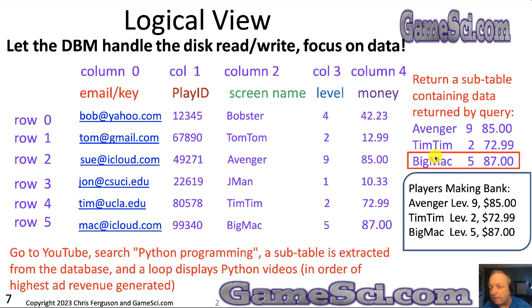I looped through again, got to the third entry, and I displayed the third entry. I'm showing the screen name, I'm showing the level, I'm showing their current money amount.